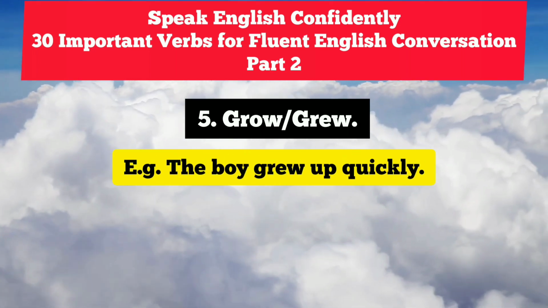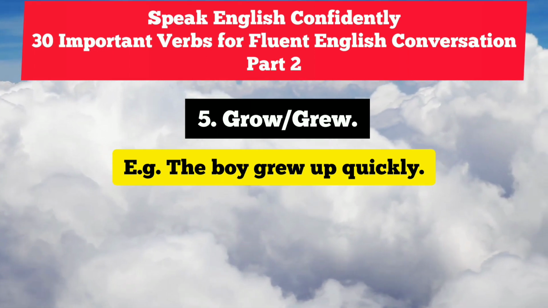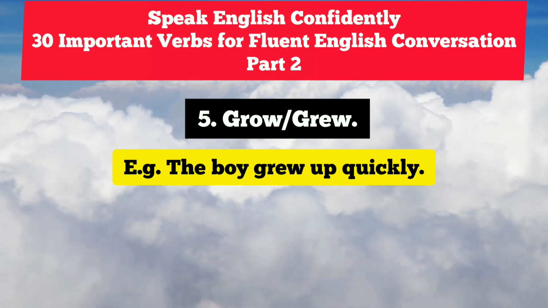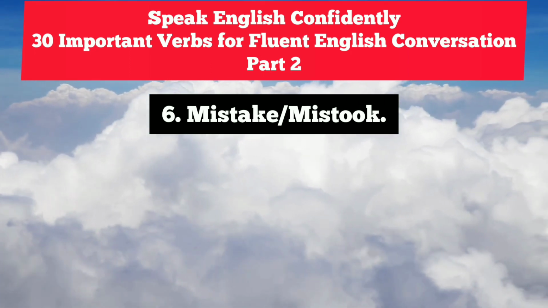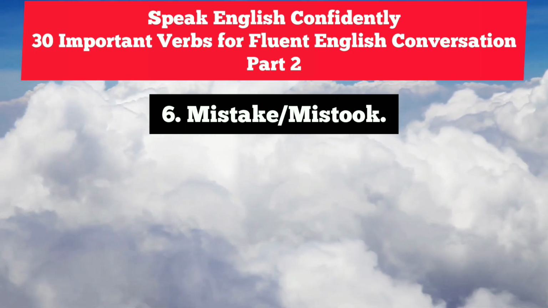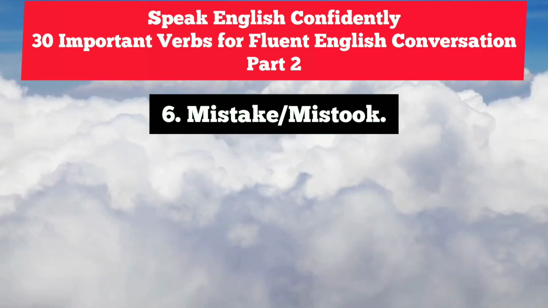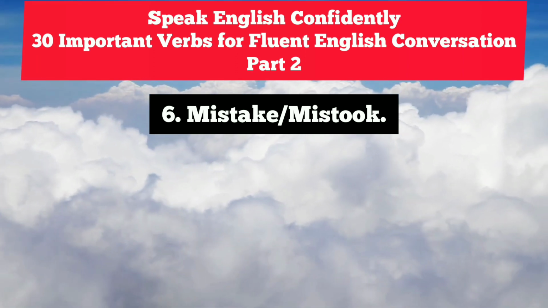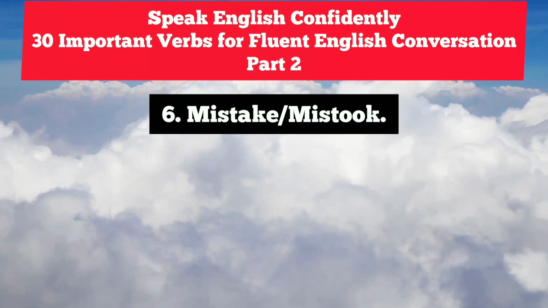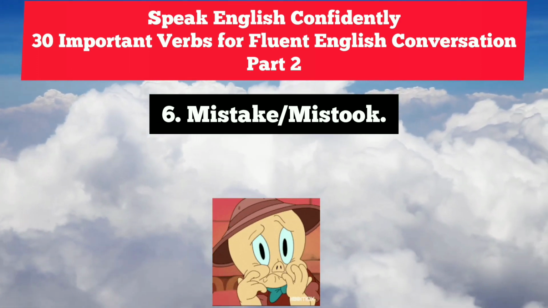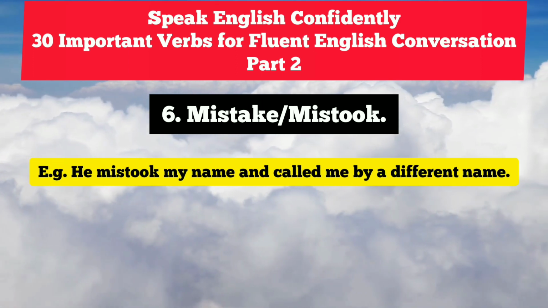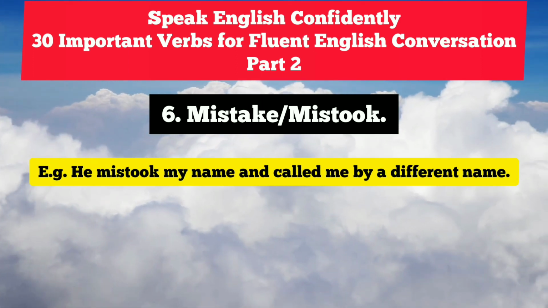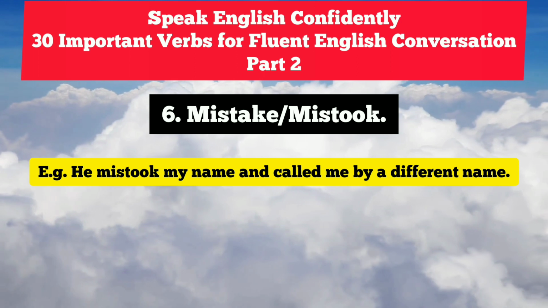So let's move on. Let's turn our attention towards the sixth one, which you see on your screen is mistake, and the past is mistook, not mistaken, right? So don't make this mistake. It's often confused with mistaken, which is the participle form. So the past of mistake is mistook, which is quite uncommon, I know. So let's see how to use it. He mistook my name and called me by a different name. That's the way to put mistook.